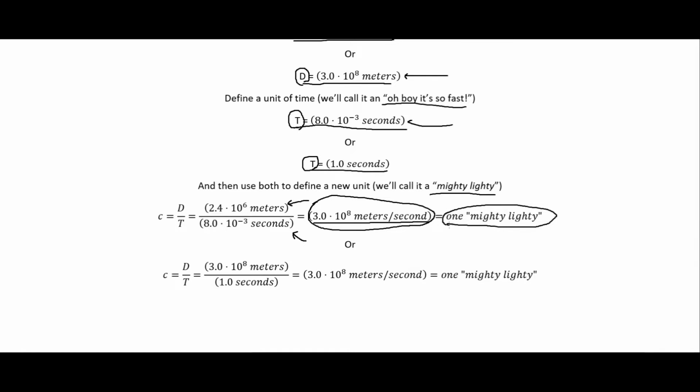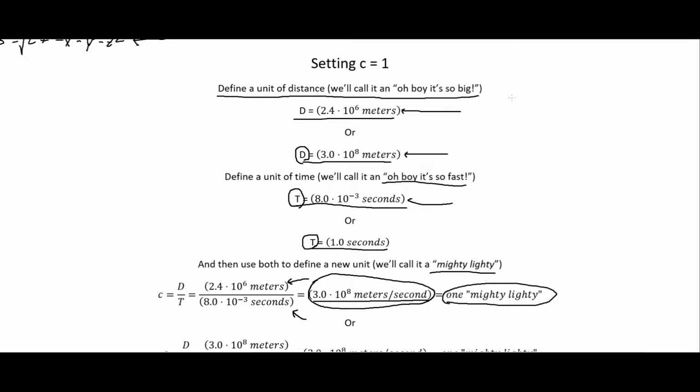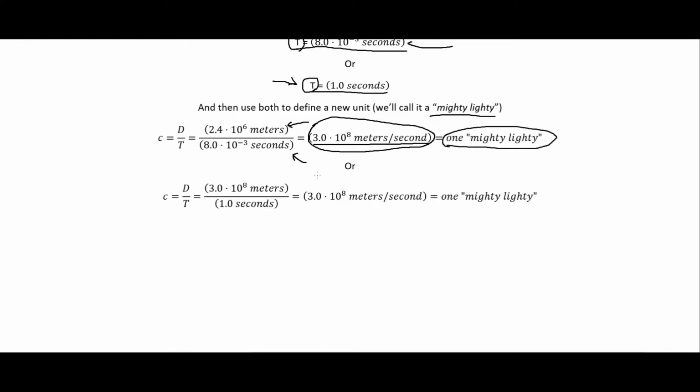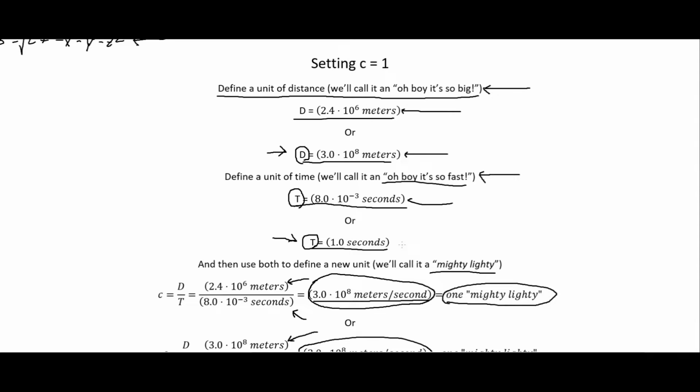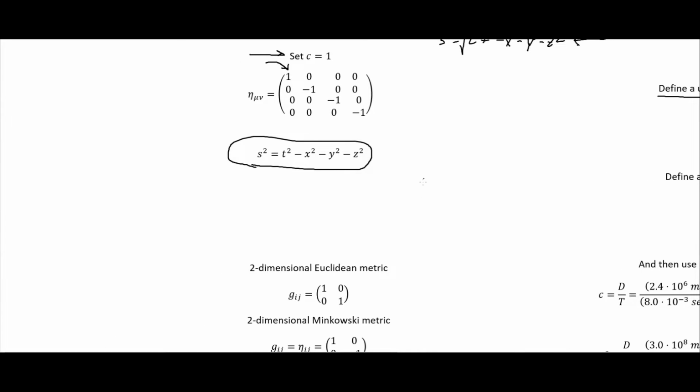And so if we're doing the calculations, we would use these new units we defined up here. So all distances would be in an oh boy it's so big, and all time would be in an oh boy it's so fast. Or if we use this second example I used up here, we could define all distances. So each oh boy it's so big as this many meters, and each oh boy it's so fast as this many seconds. And then we would have this one of these as our one mighty lighty. And so anyway, if you've ever wondered how you end up setting C equal to 1, that is how you would do it.